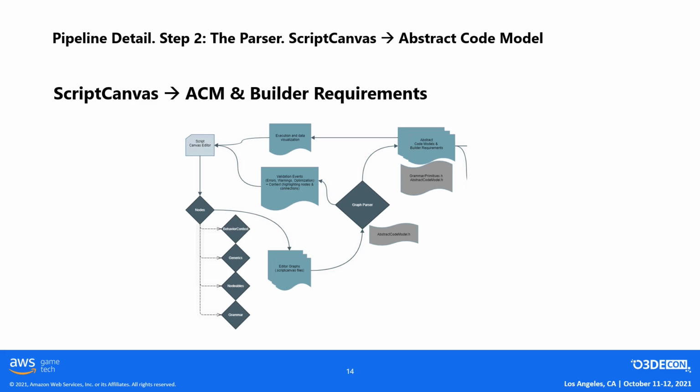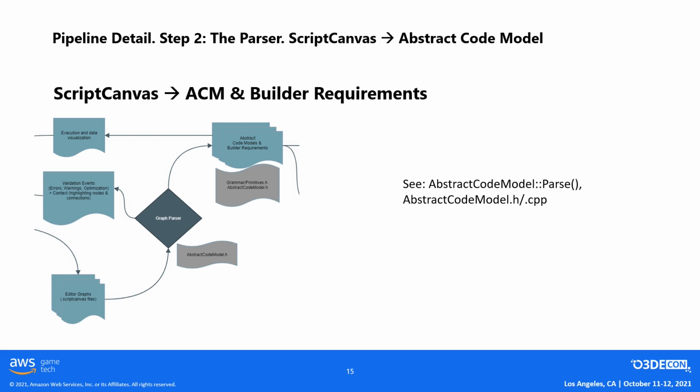Parsing is where ScriptCanvas graphs are converted into an abstract code model and builder requirements, or possibly an error report. The purpose of this step is to provide a hard break between the front end of a visual programming language from all of the back end of creating functionality or an implementation. The abstract code model protects the back end from implementation or visual changes to the language.